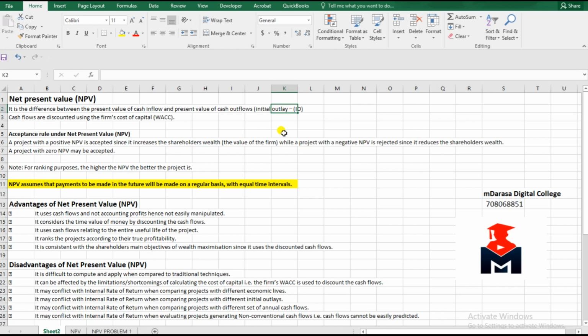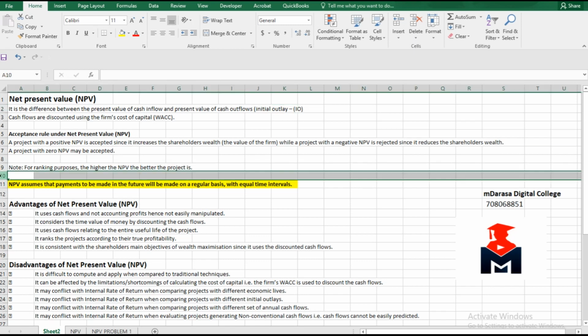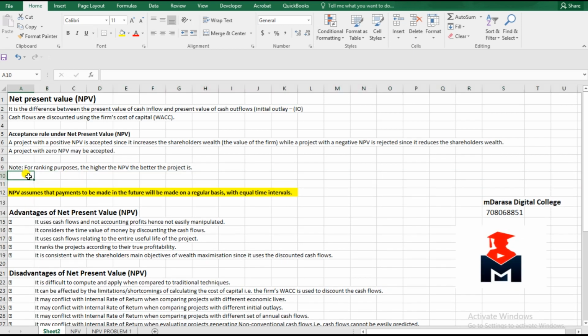At this point, these cash flows are discounted using the firm's cost of capital, which we normally refer to as WACC. My good students, it is very important to understand that whenever we are looking at NPV, this time we can term it as ordinary NPV. It is only an assumption that these payments made in future will always be made on a regular basis with equal time intervals.